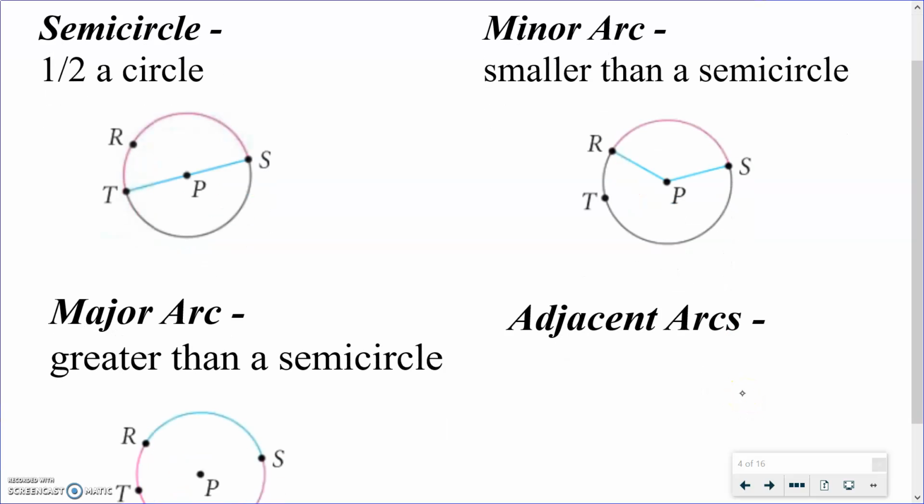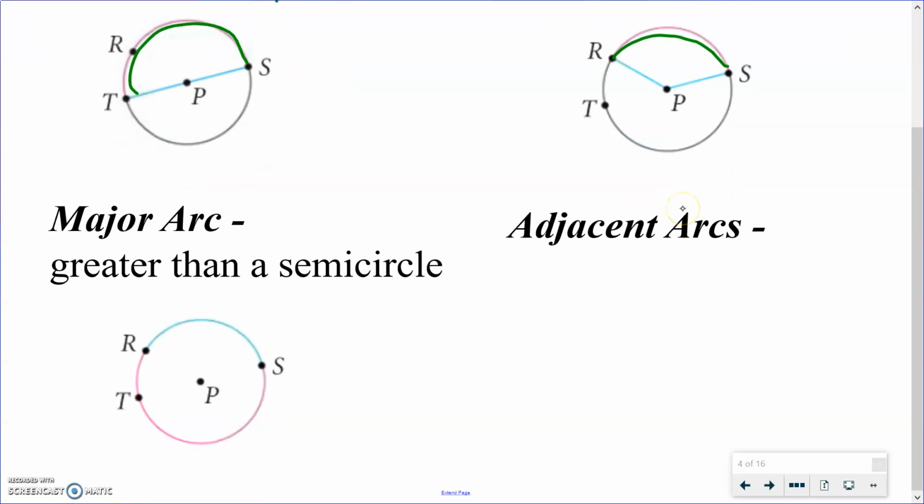Okay, a semicircle is half a circle. A minor arc is smaller than a semicircle, so our semicircle here is this red part. The minor arc here is this red part, smaller than half a circle. A major arc is bigger than half a circle, and adjacent arcs are arcs that intersect at exactly one point.